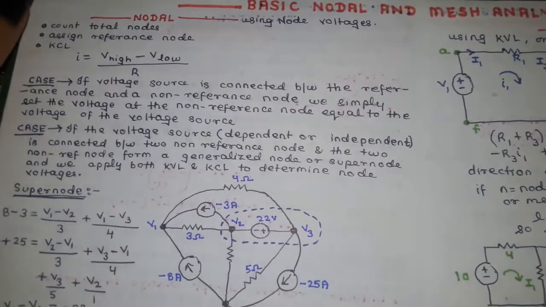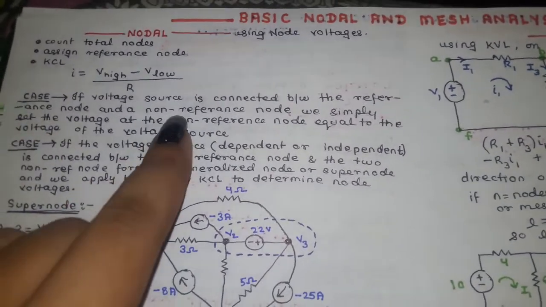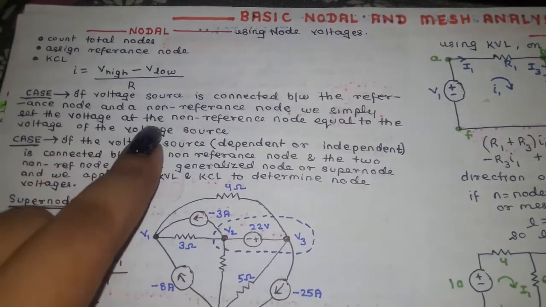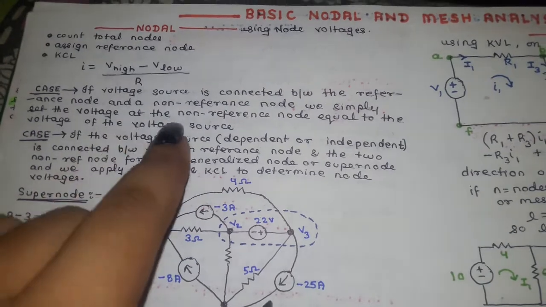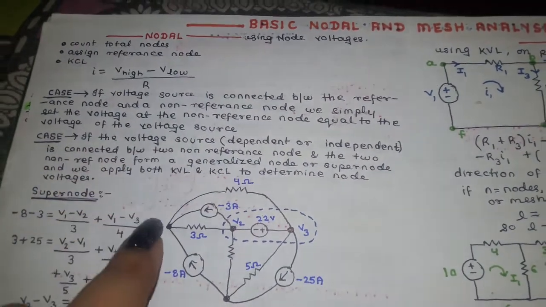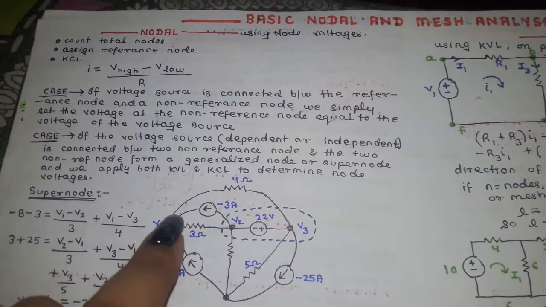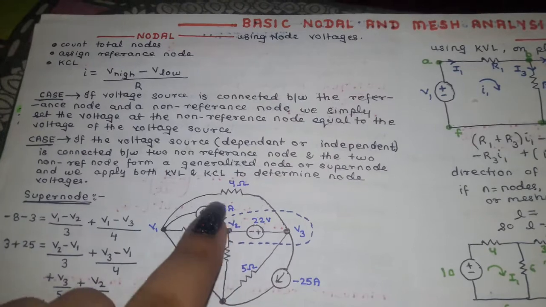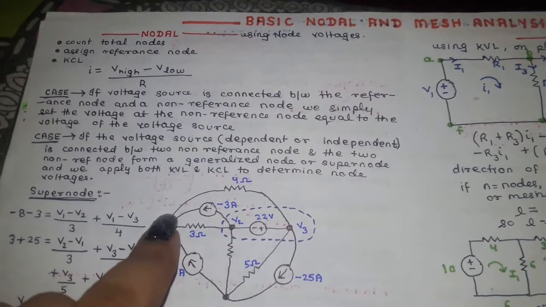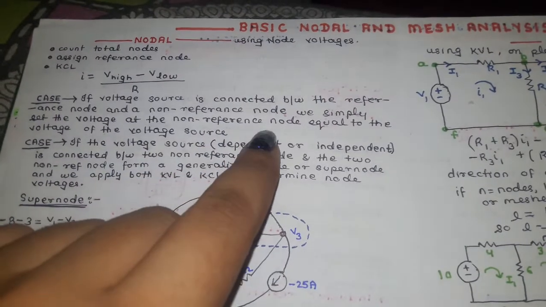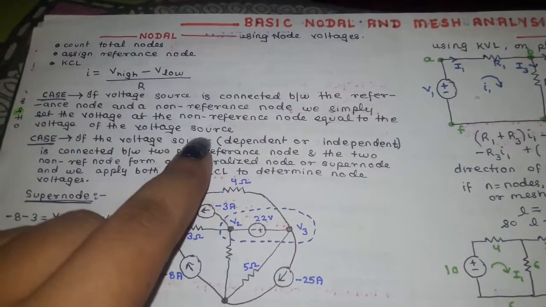Now let's talk about cases. If a voltage source is connected between the reference node and a non-reference node, we simply set the voltage at the non-reference node equal to the voltage of the voltage source. Let's see, suppose this is a reference node and this is a non-reference node, and we are having a voltage source across it, then what do we do?